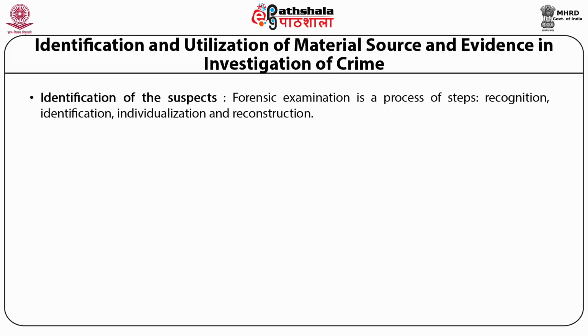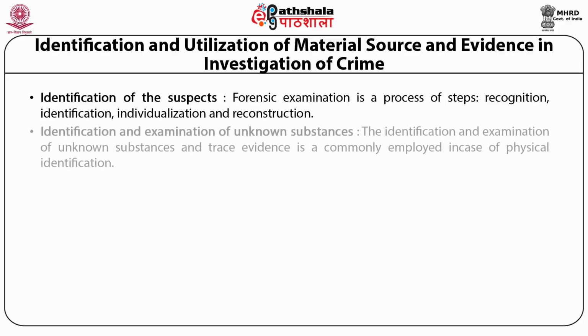Identification of the suspect. Forensic examination is a process of steps which includes recognition, identification, individualization, and reconstruction. Identification of a suspect is done in 3 steps that result in the determination of the source of item of physical evidence, which is then facilitated by the comparison testing. The best example of a unique individualization is fingerprint evidence.